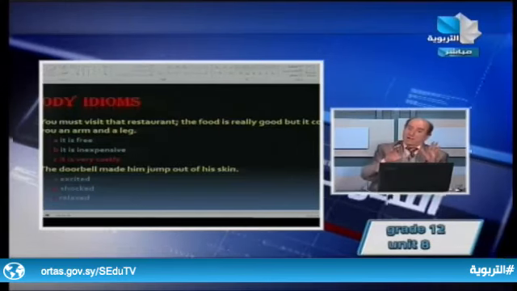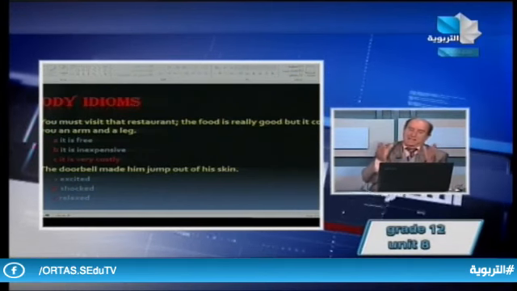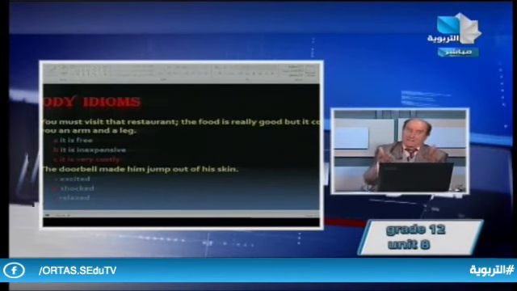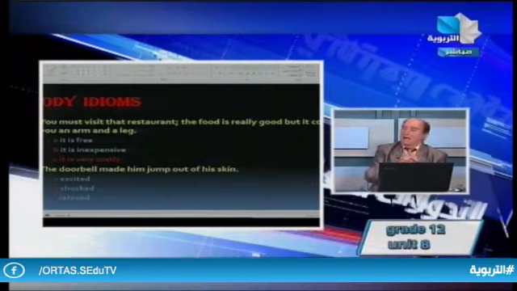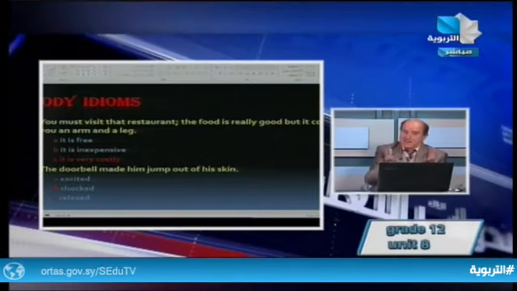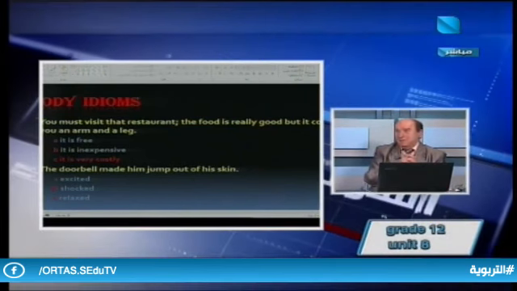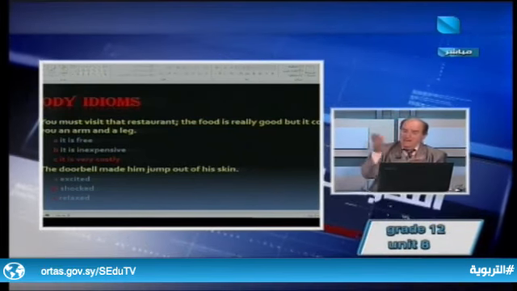Exactly. So here, when we talk about food or anything else, describing it by saying an arm and a leg means it is very costly. Very expensive. Yes, exactly.